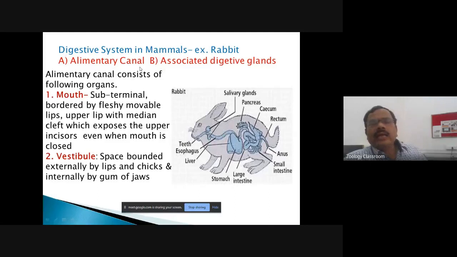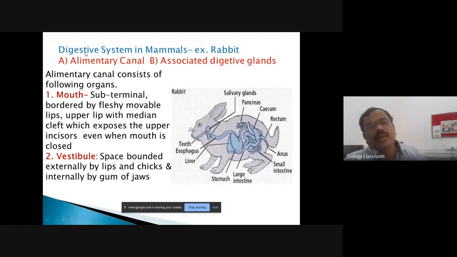So alimentary canal is a tube of a variable diameter which starts at the anterior as a mouth, and at the posterior end, it ends into the anus or the cloaca. So that tube is called the alimentary canal. Though it shows the variable diameter all along the length, various parts are formed.